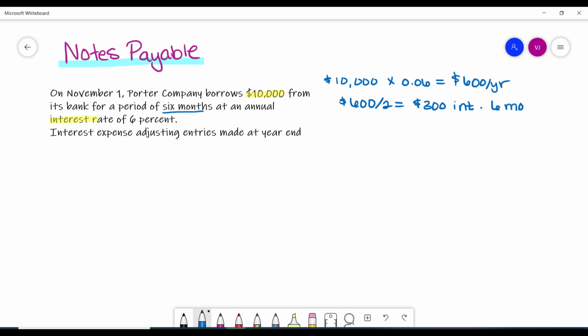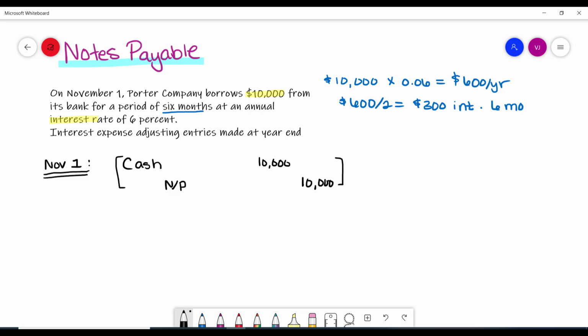All right, so how would we account for this first off? So on November 1st, what happens on November 1st? Well, we borrow the money, right? So we need to do an entry for borrowing that money. We are going to debit cash for $10,000, and we are going to credit notes payable for $10,000. So that's just receiving the money that we borrowed from the bank.